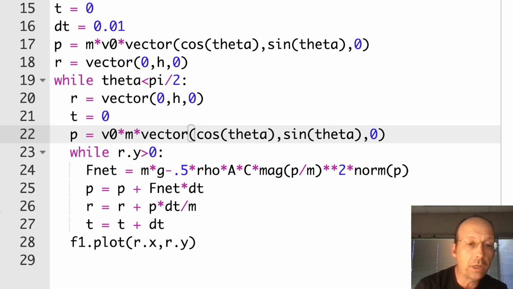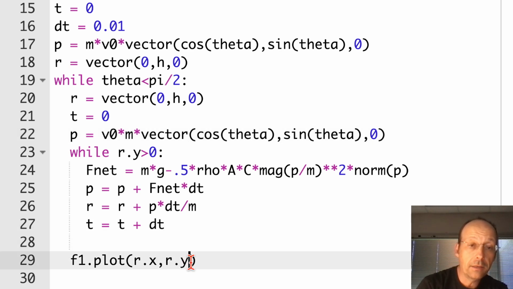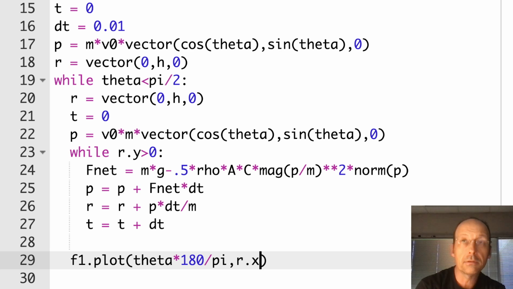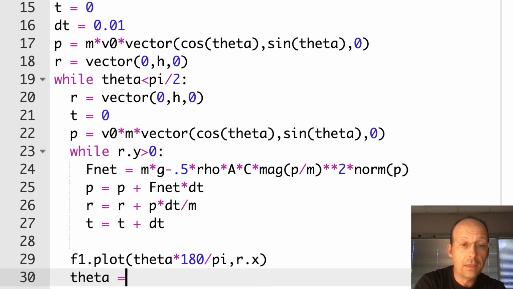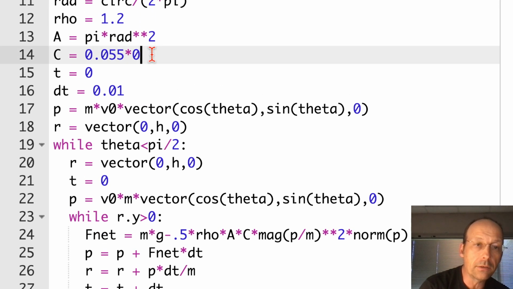Yeah. Now, once I'm done with my loop here, I want to plot theta times 180 over pi, and the final value of x, which is just x. No, it's r dot x. R dot x. Now I need to increase my value of theta, or my loop will run forever. Theta equals theta plus d theta. Okay, and I need to, oh yeah, let's turn that back off.